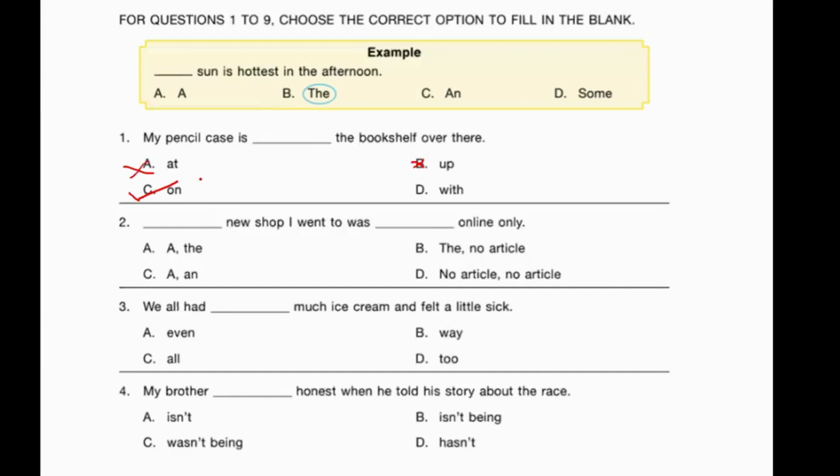This is the preposition that is showing the position of pencil case with respect to bookshelf. So this can be the right answer. Let's move to the next option.